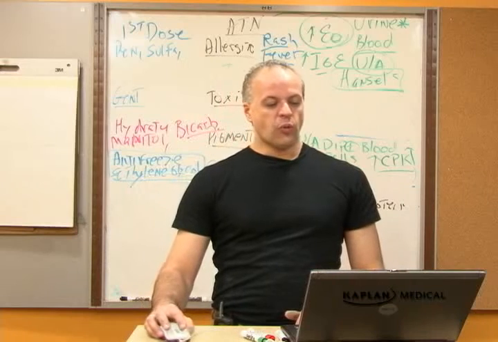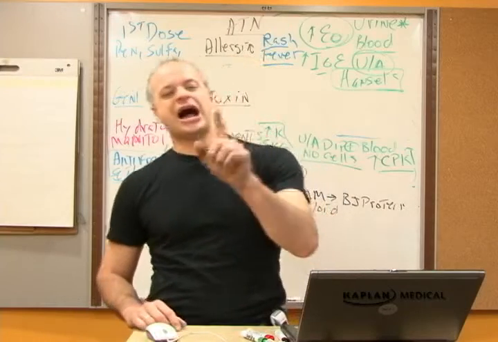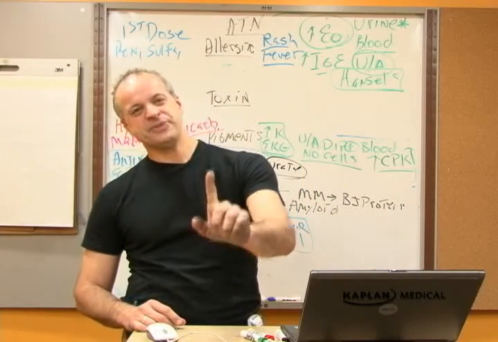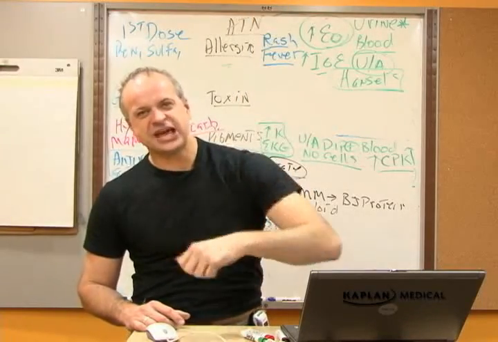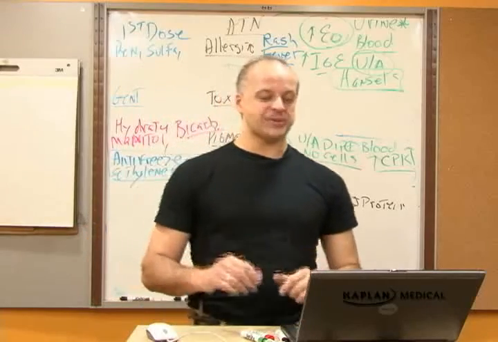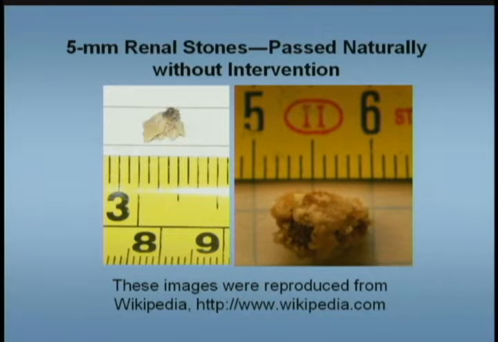Why does calcium block the effect of ADH on the kidney tubules? Because it does. You like that answer? Because that's the way it is. Because I'm the daddy, that's why. Now, the two electrolyte problems that cause diabetes insipidus are high calcium and low potassium. High calcium, low potassium, and you have nephrogenic diabetes insipidus.